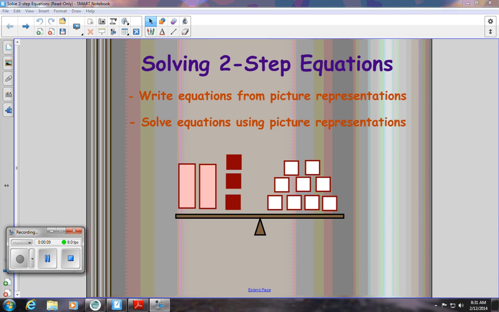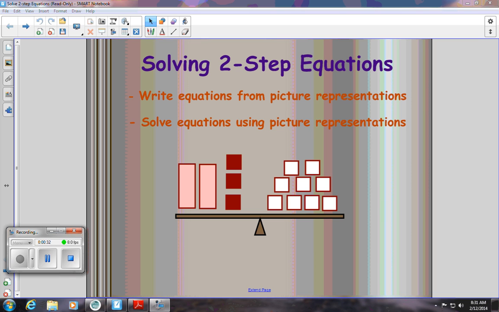We've already worked with one-step equations, where you can solve an adding or subtracting equation and a multiplication or division equation. Now we're just going to combine those two into one equation. So we're going to write equations from picture representations, and then we're going to solve those equations using the picture and algebraically as well.